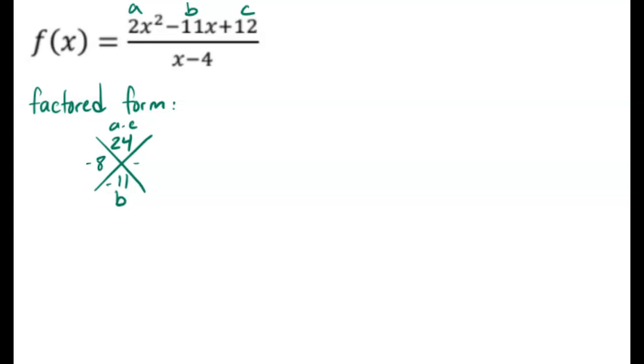Negative 8 and negative 3. Are these our true factors? No, they are not. Why not? Because we have an A value, right? So what is our A value? 2. So I need to take these two values and divide by 2. So what is our first factor? Negative 4.